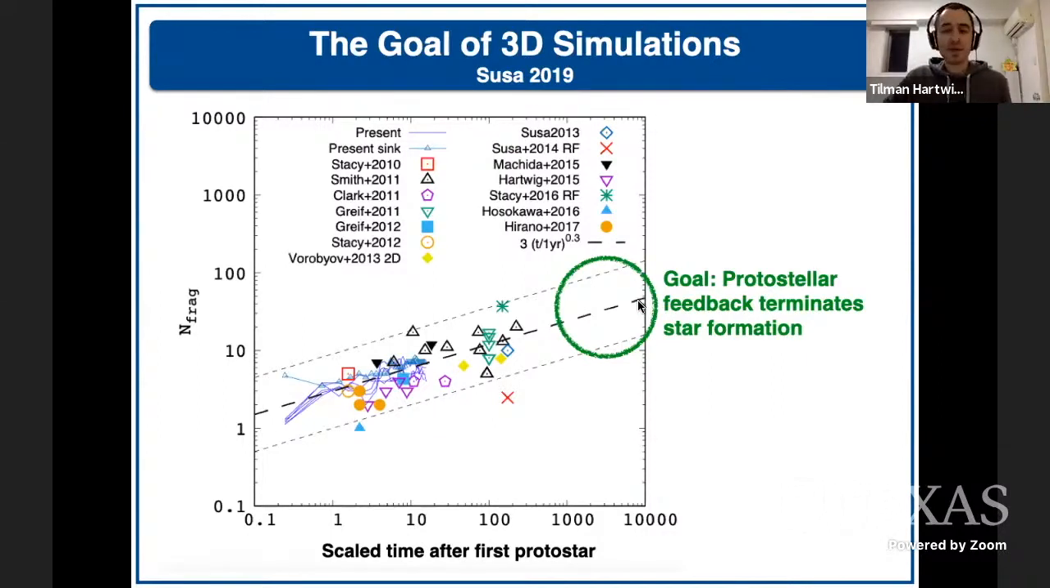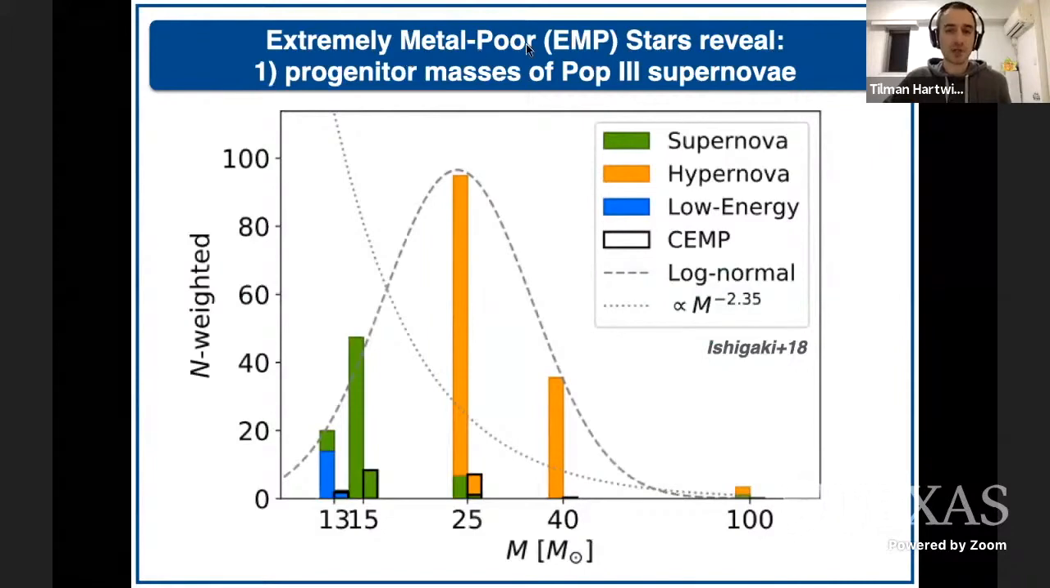Now, these were the constraints from numerical simulations. In the next few slides, I want to highlight what we know from observations, the indirect constraints, and I think the most important one is stellar archaeology or extremely metal-poor stars.